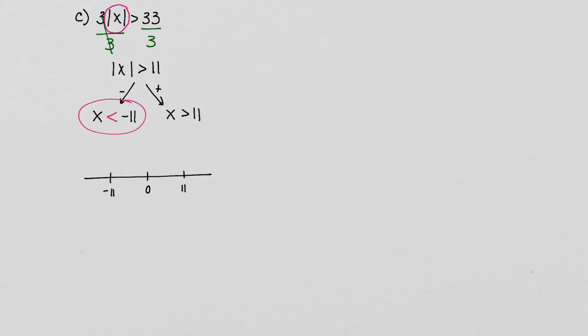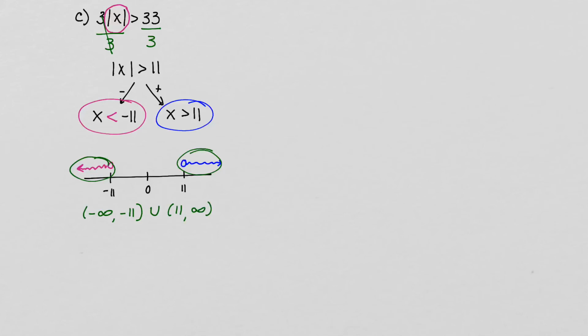X is less than -11, so it's going to be an open circle, and we're going to go to the left. X is greater than +11, so an open circle, and we're going to go to the right. Since they don't overlap, we have to take all the pieces, this piece and this piece. So the answer is -infinity to -11 union 11 to infinity. That's how I put both pieces together.